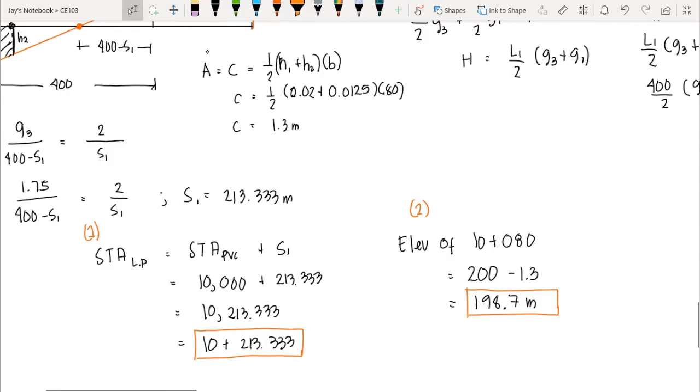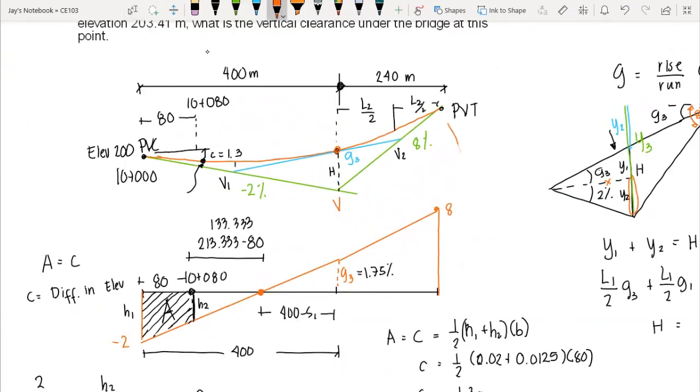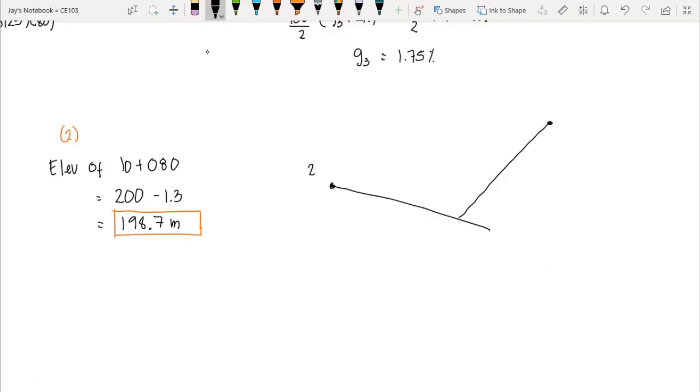Okay, so let's now proceed to number 3. So we are asked to compute for the elevation of PVT. So basically, we can apply trigonometry into this one. We just need to compute first the elevation of V, or the vertex, by computing this height. So we know that PVC is 200 meters. So by subtracting this height to V, again, this is our vertex, we could compute the elevation of our vertex.